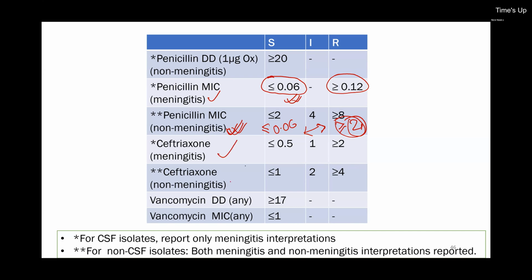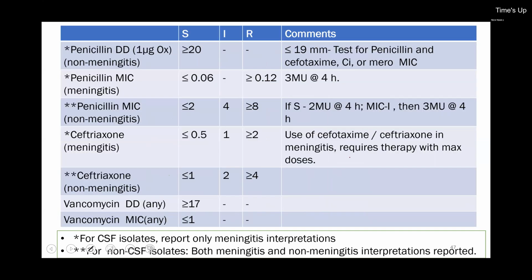Similarly, ceftriaxone and other third generation cephalosporins also have meningitis and non-meningitis breakpoints. For a CSF isolate, you report only meningitis. For a non-CSF isolate, you report both because you don't know if the CNS is involved or not. For vancomycin, we have only susceptible breakpoints. Those with a higher MIC are a very rare, not yet reported kind of situation, so we call it NS, non-susceptible category.